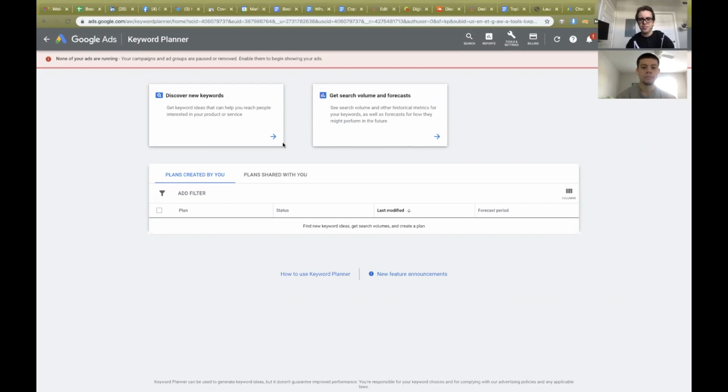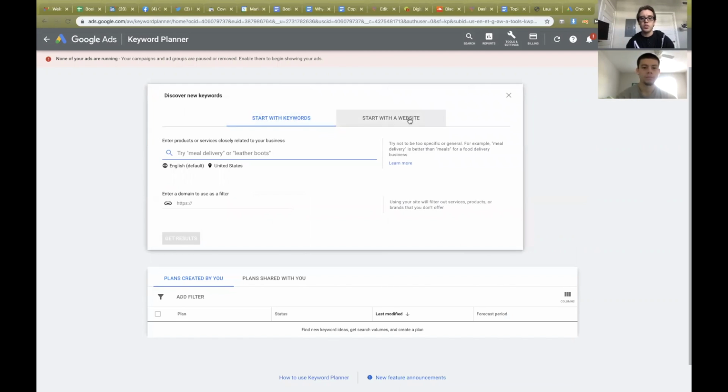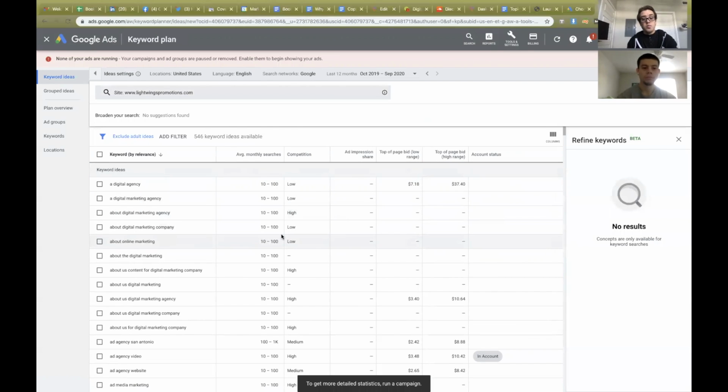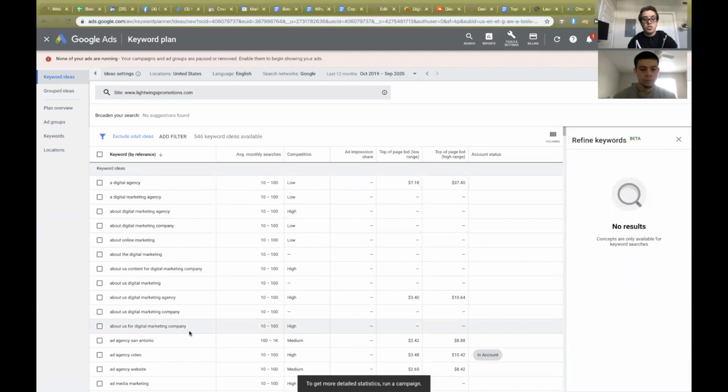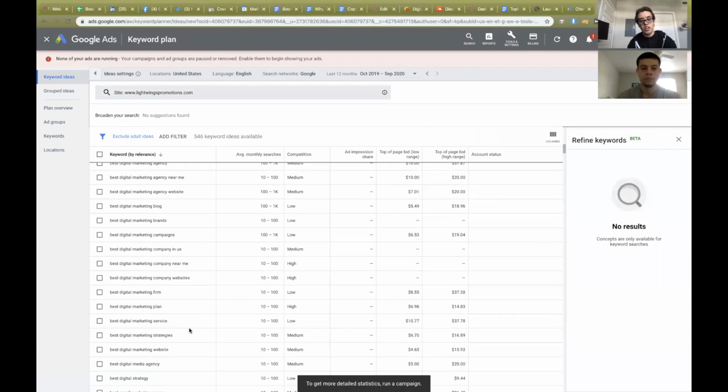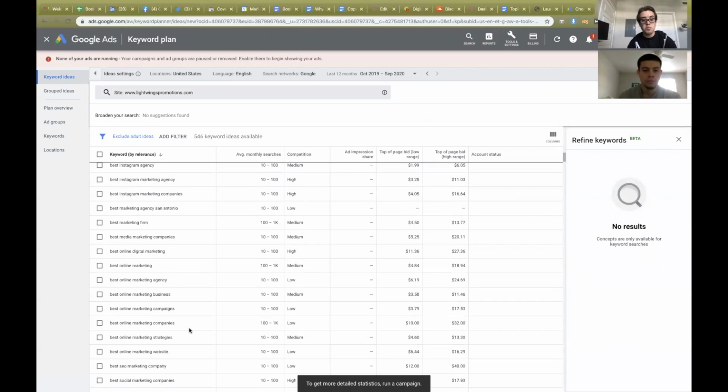So to get started, typically you just go to discover new keywords, and the easy way to get started for anyone is just to input their website. For us, an example would be www.lightwingspromotions.com. Use the entire site, get results. Typically you're going to get a whole bunch of results about all of the different keywords that you're ranking for. As you can see, we're ranking for quite a bit.